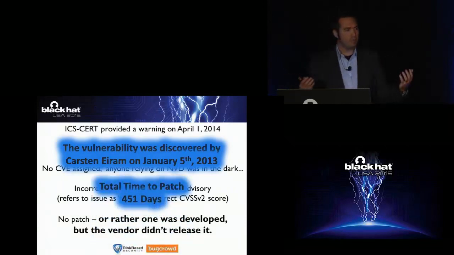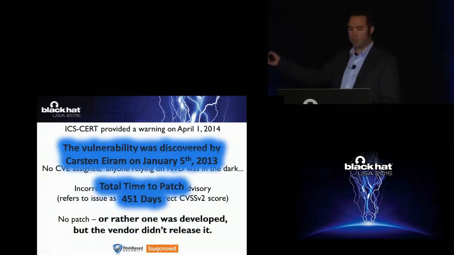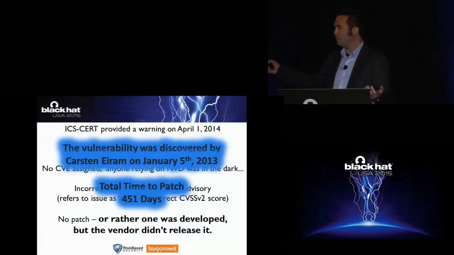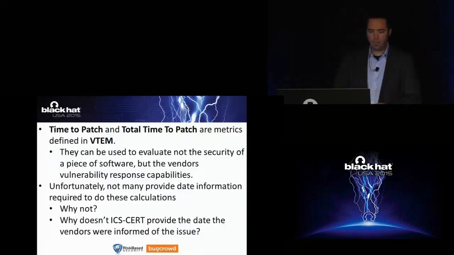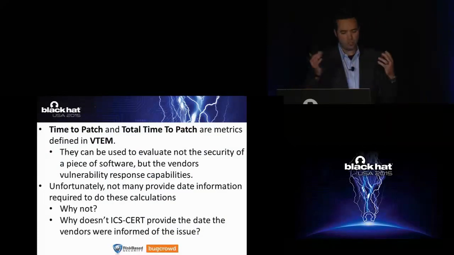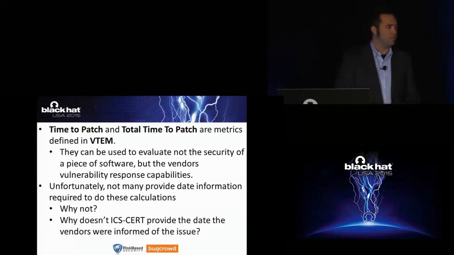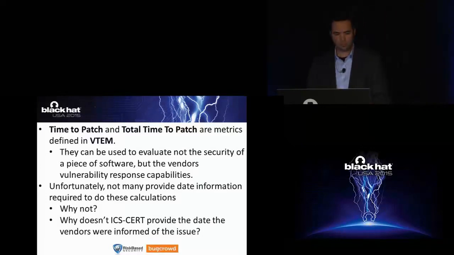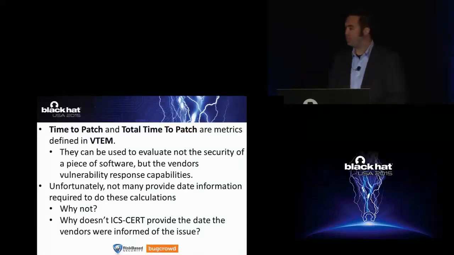And so when we start to look at some of our VTEM calculations, you're saying here the total time to patch is 451 days. Okay? Now, why does this matter? Because VTEM gives these metrics of time to patch and total time to patch. And so they're not saying, hey, the product's great or it's bad, but they're again talking about the vendor capabilities, the response capabilities to these issues. Unfortunately, right now, not that much date information is being provided, and we're not sure why, right? Why does ICS-CERT provide this stuff? We should be asking that. We should be wanting these things.